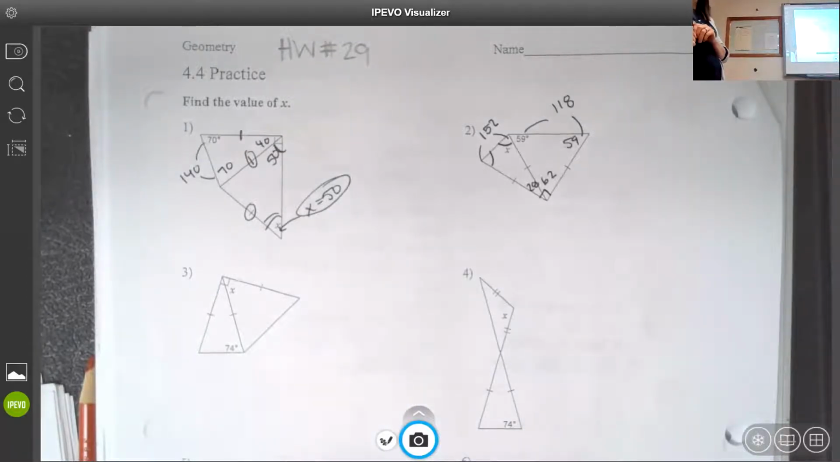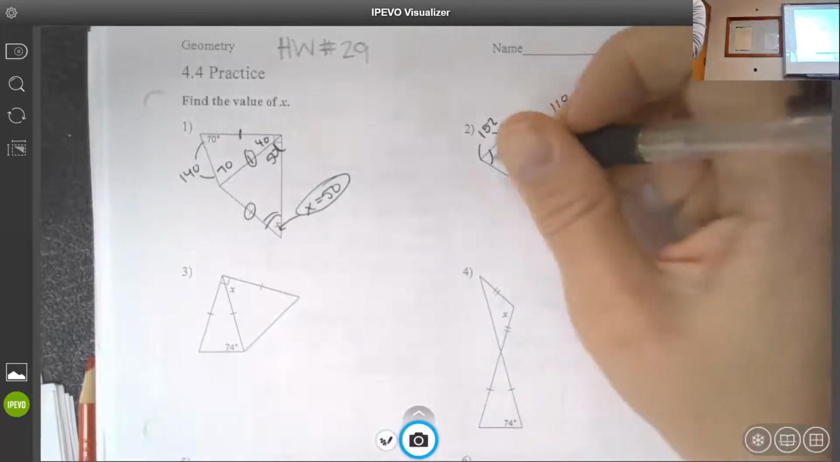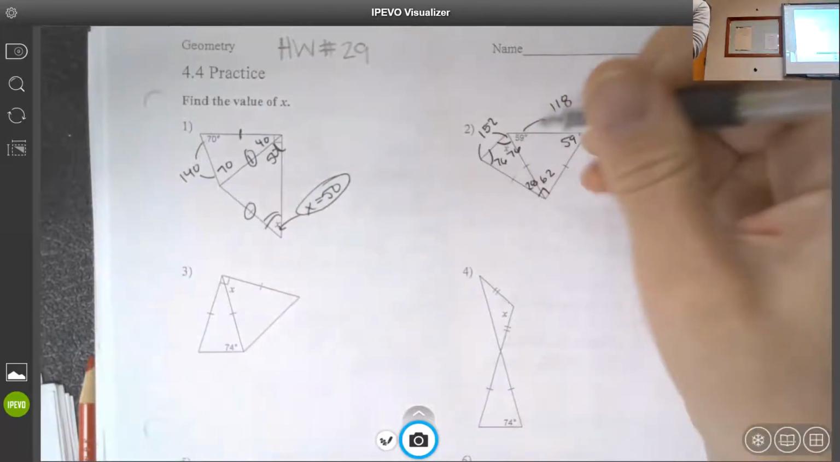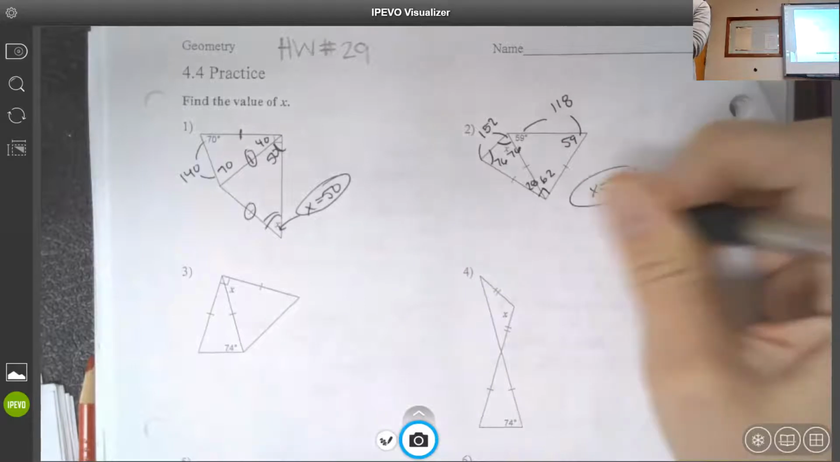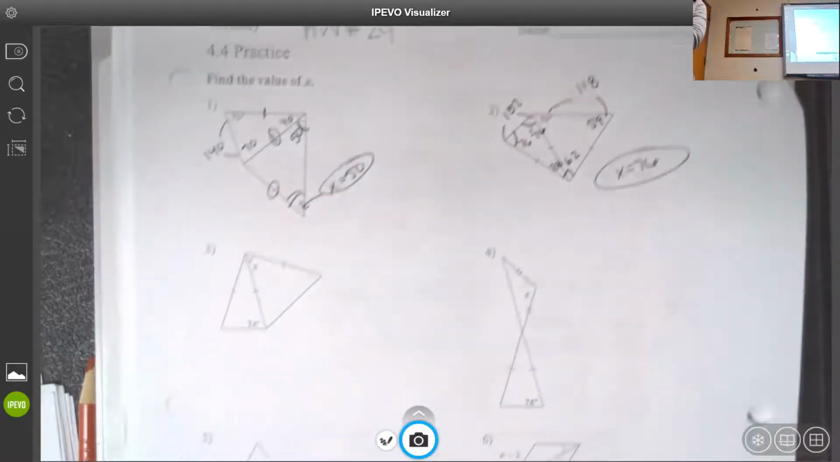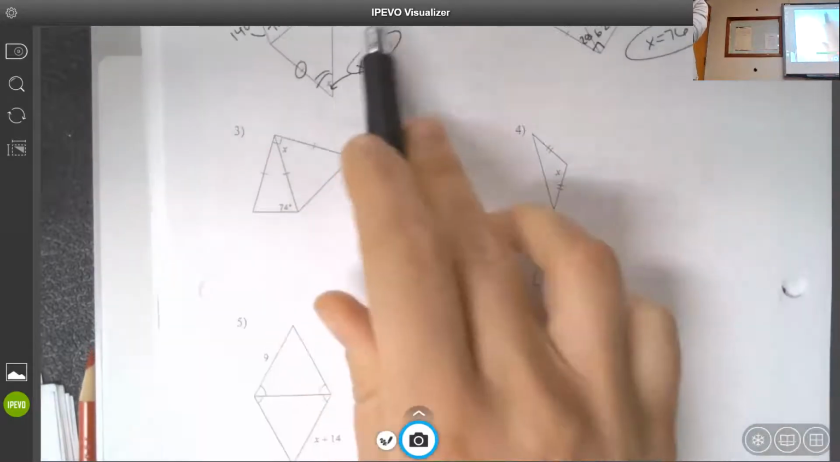So half of 100, 76. Yeah, there you go. 76. So x equals 76 here. Okay, so 3 is pretty similar to this first one.